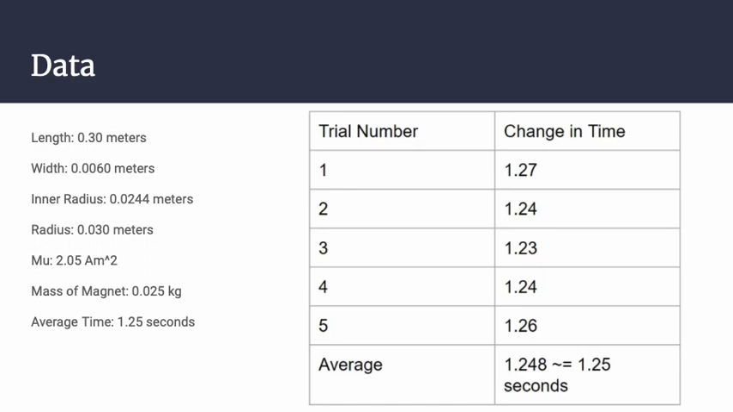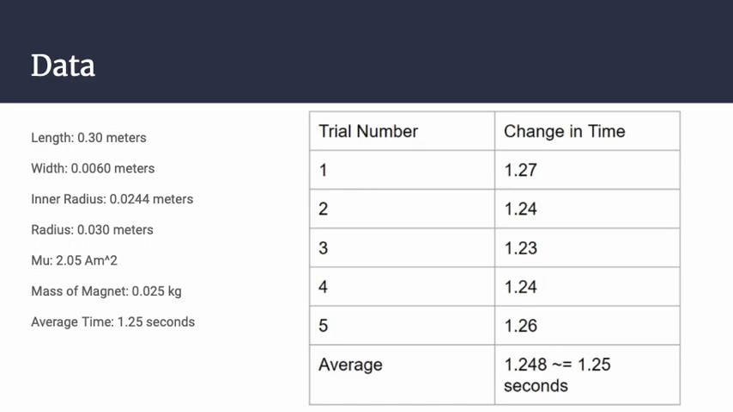Moving on to data, the length of the tube was 0.3 meters, the width was 0.006 meters, the inner radius of it was 0.0244 meters, and the outer radius was 0.03 meters. Mu was 2.05, the mass of the magnet was 0.025 kilograms, and the average time was 1.25 seconds.